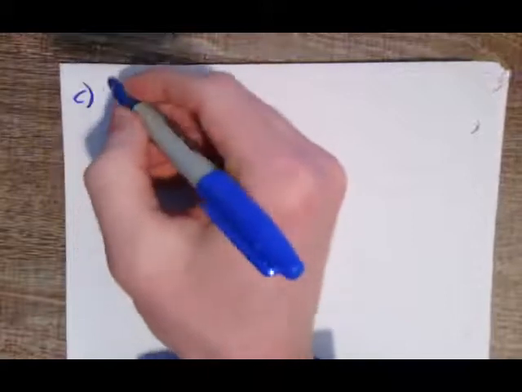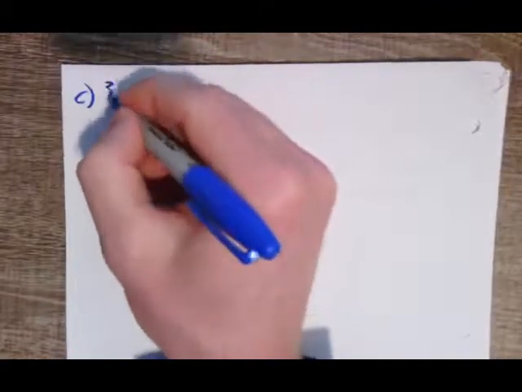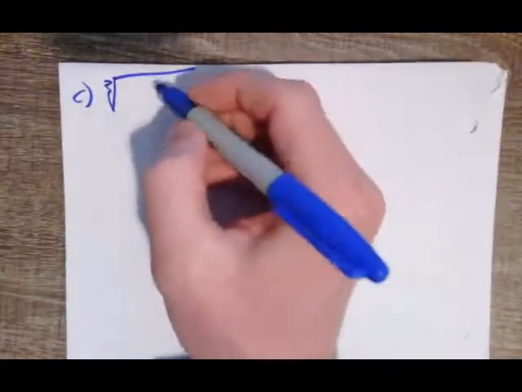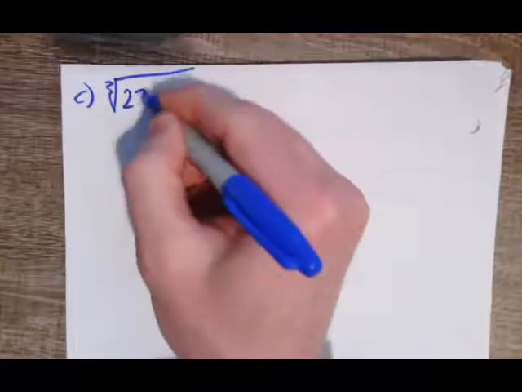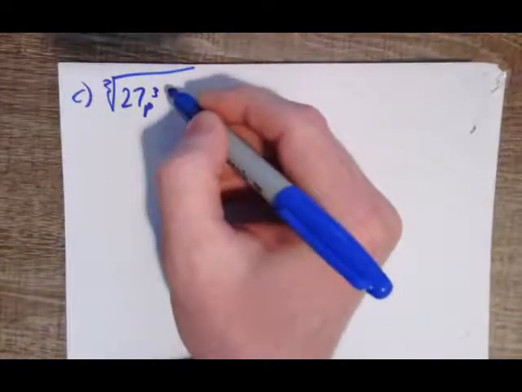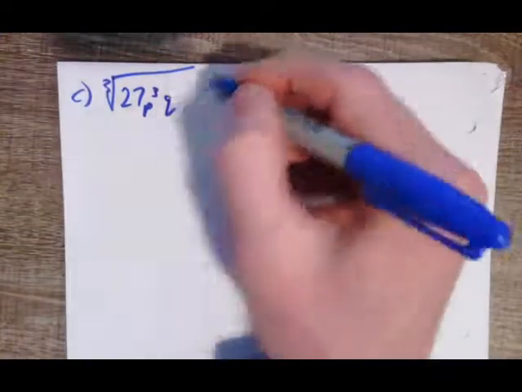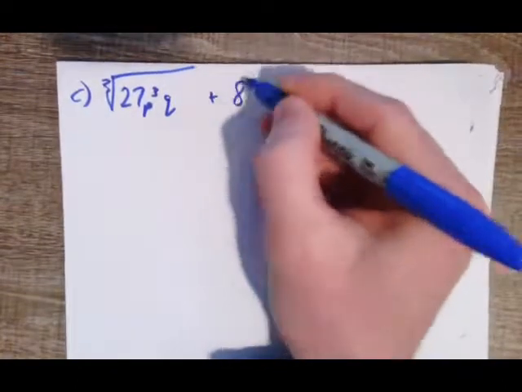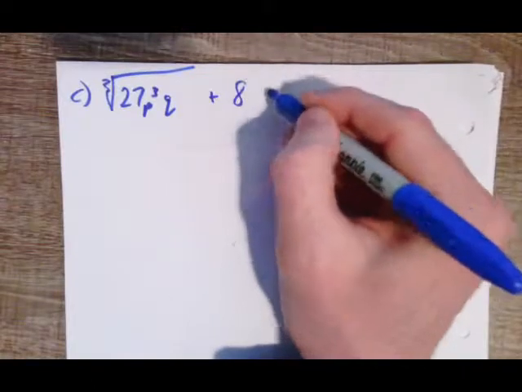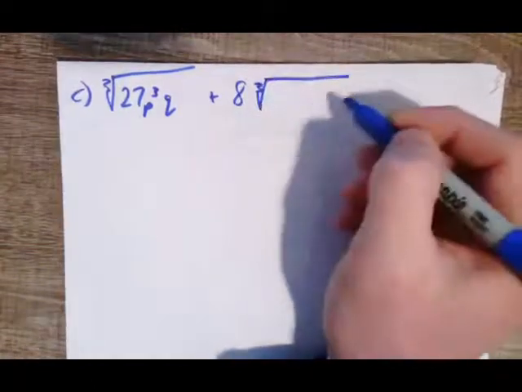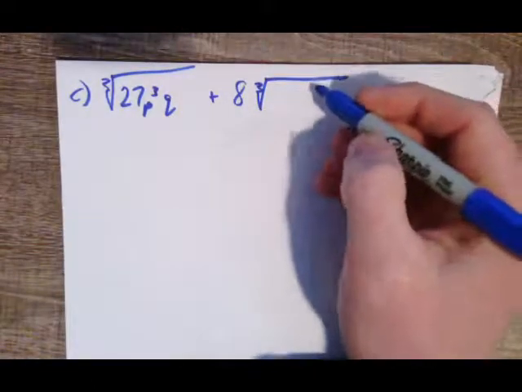C. Cube root of 27p cubed plus 8 times cube root of p cubed.